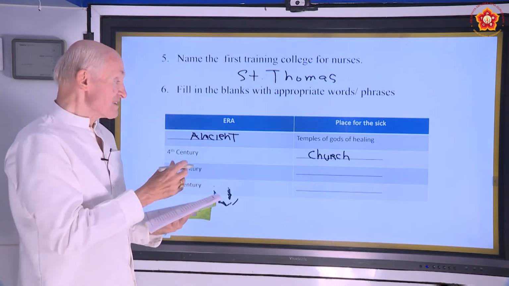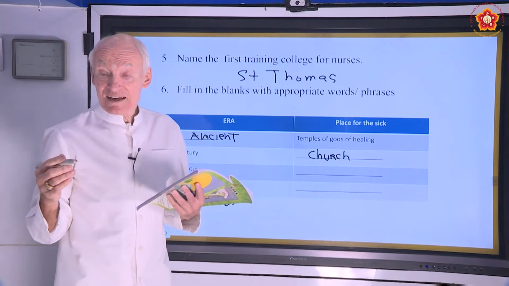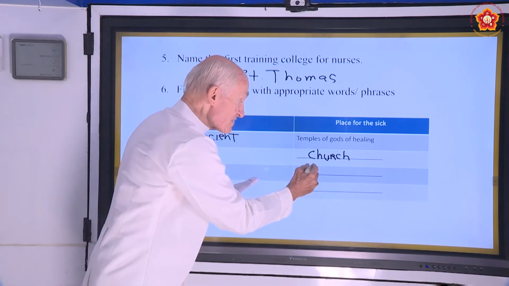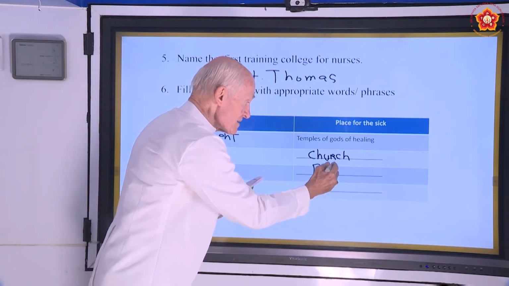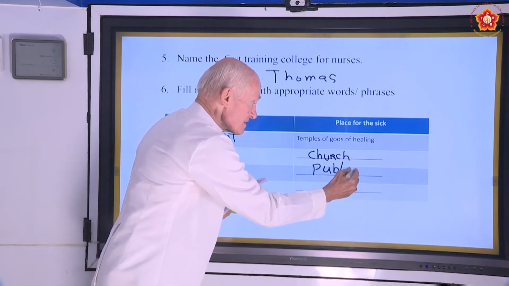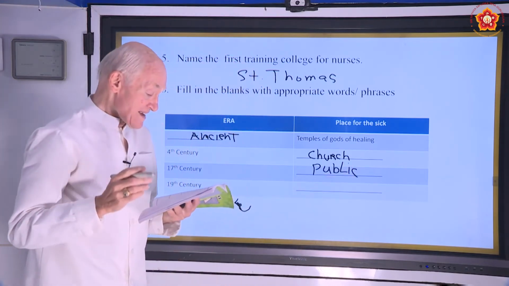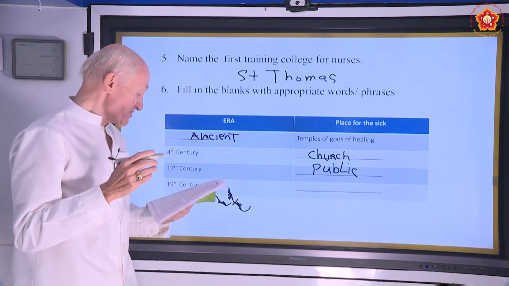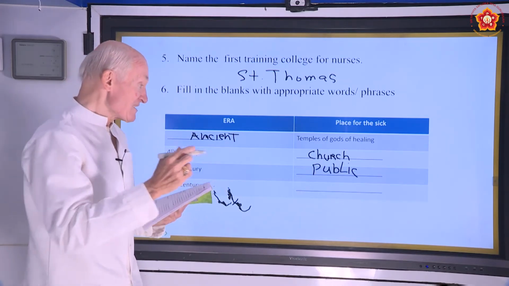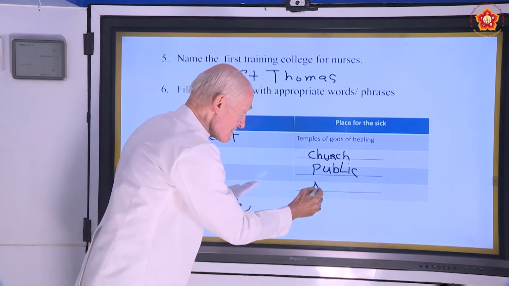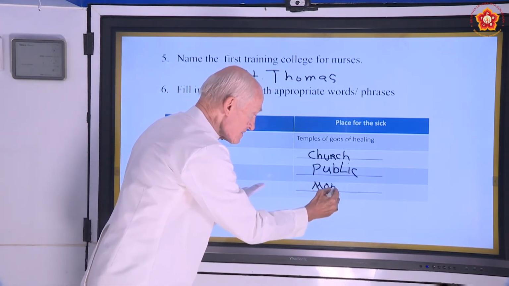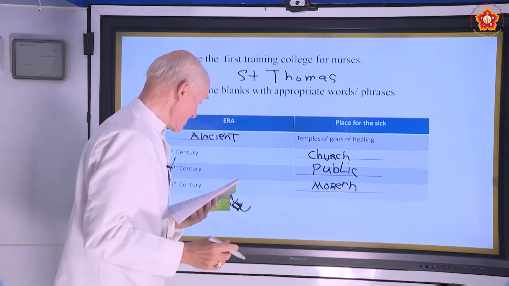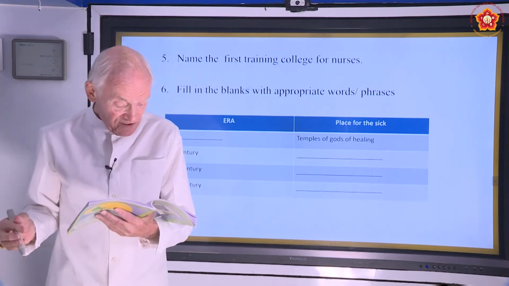Let's go ahead to the 17th century. What happened? Some rich people in Great Britain decided to do what kind of hospitals? Public hospitals. And then finally, in the 19th century, just a short while ago, they started to have modern day hospitals. Modern hospitals. So that's the answers to those questions.